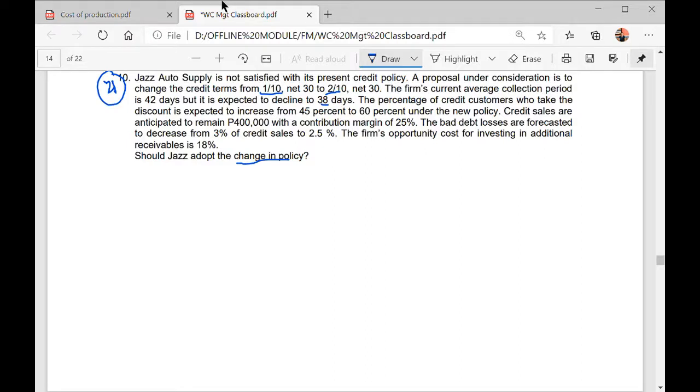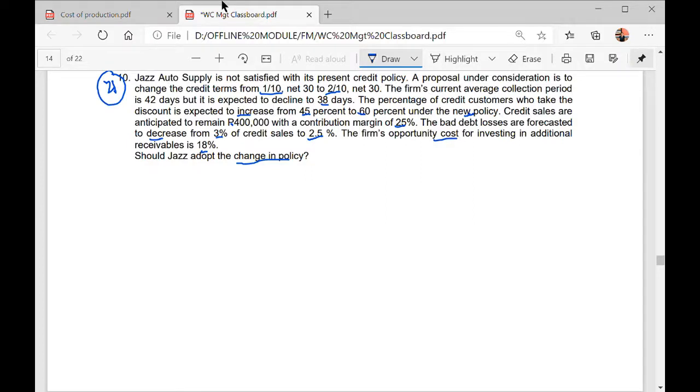So, the percentage of credit customers who take the discount is expected to increase from 45% to 60% under the new policy. Then credit sales will remain at 400,000 and the contribution margin would be 25%. Bad debt losses are forecasted to decrease, from 3% to 2.5%, and the opportunity cost is 18%. Okay, so there are many factors to consider.